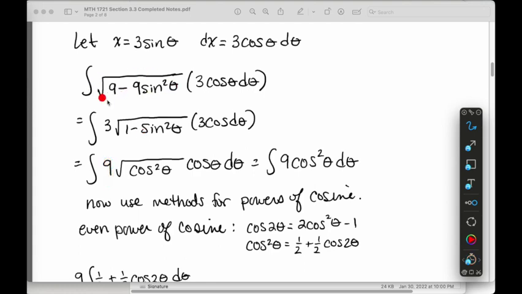I'm left with, under the square root, 1 minus sine squared, which I can replace as cosine squared. And then when I take the square root of cosine squared, I get cosine, times this cosine gives me cosine squared. So now we have rewritten our integral in a form that we know how to integrate. Now we have this set up so we can use the methods from the previous lesson, where we know how to integrate powers of cosine.